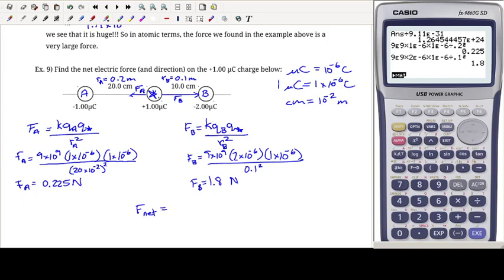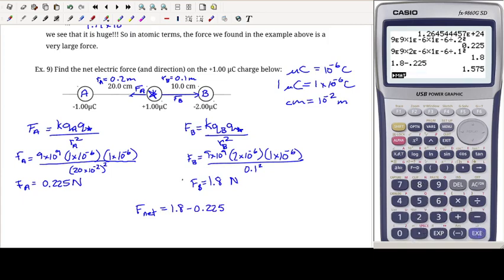And to find the net force, remember, if two forces are in opposite directions, I'm actually going to just subtract their numbers. So they're pulling in opposite directions, so my net force is 1.8 minus 0.225. And I'm going to round that to 3 sig figs. So my net force, 1.58 newtons. And the direction is determined by the bigger force.